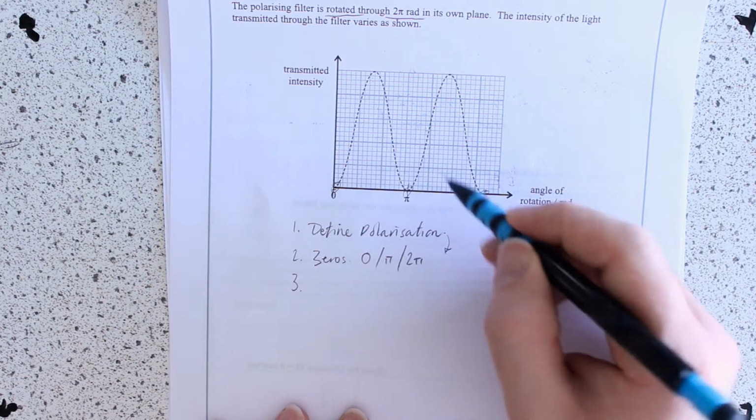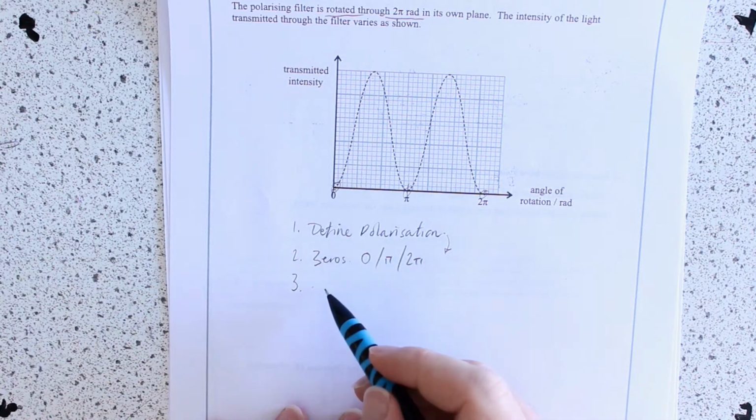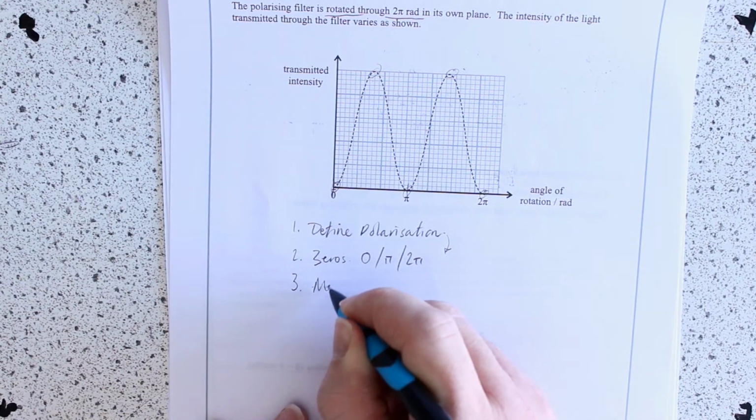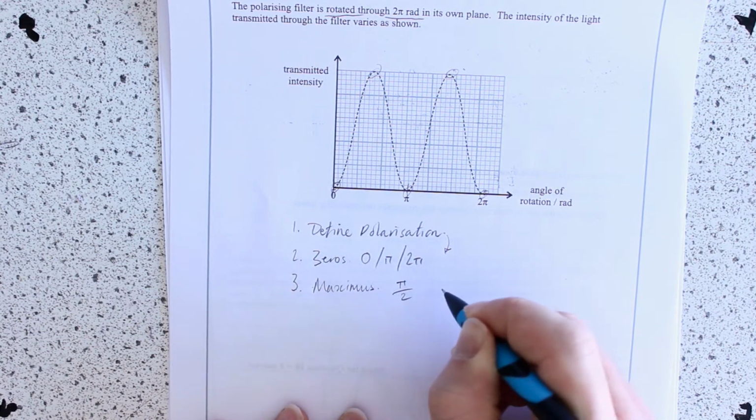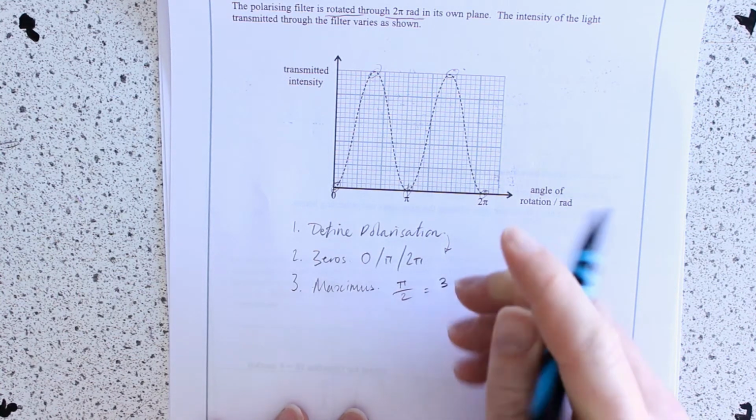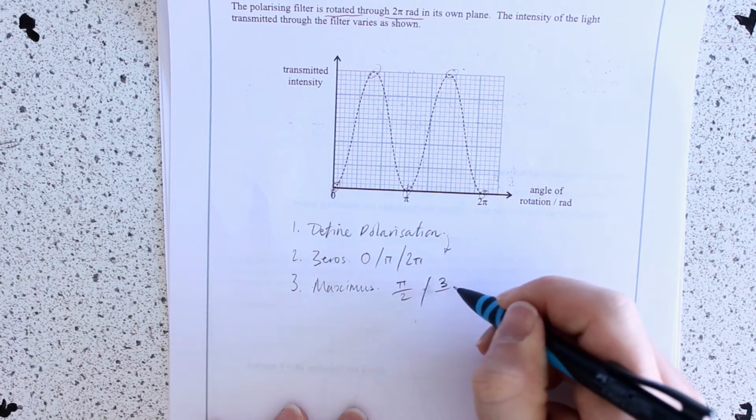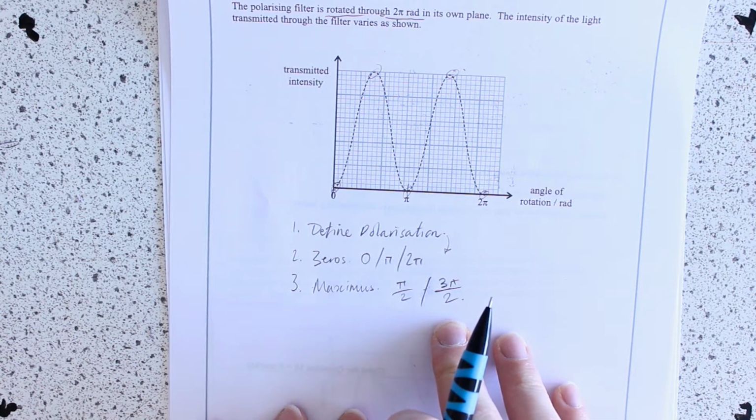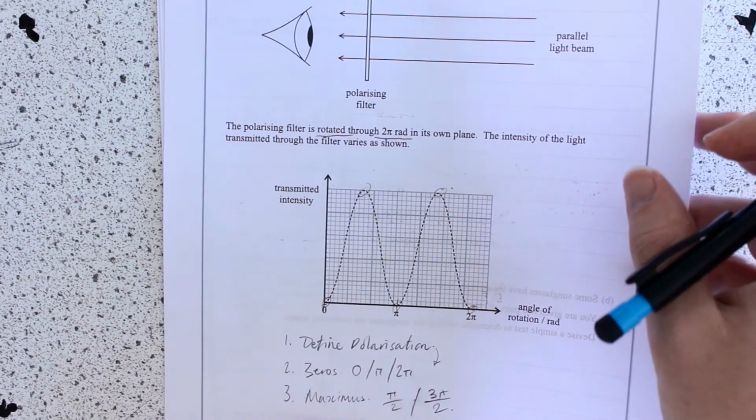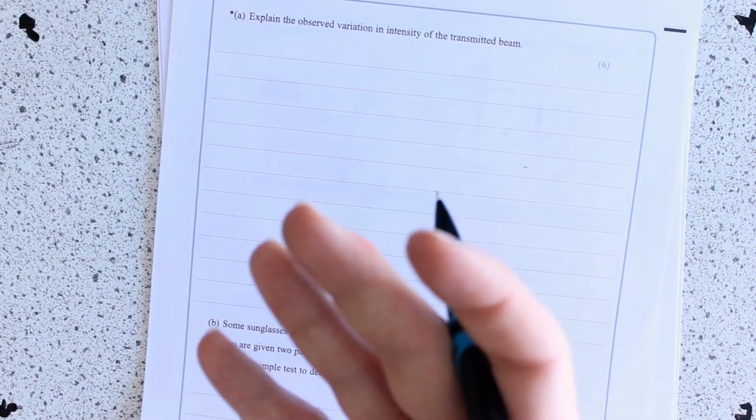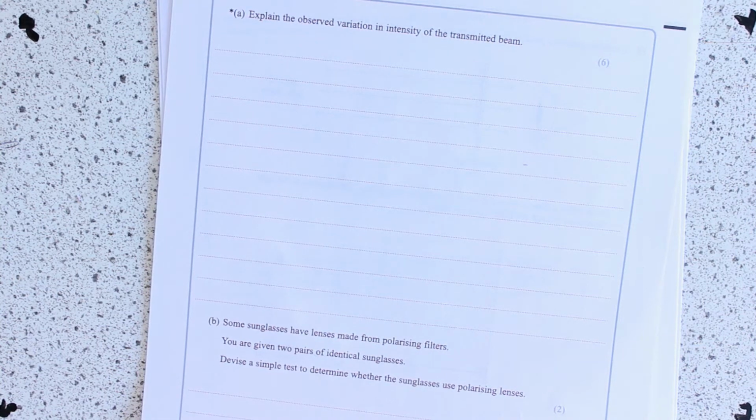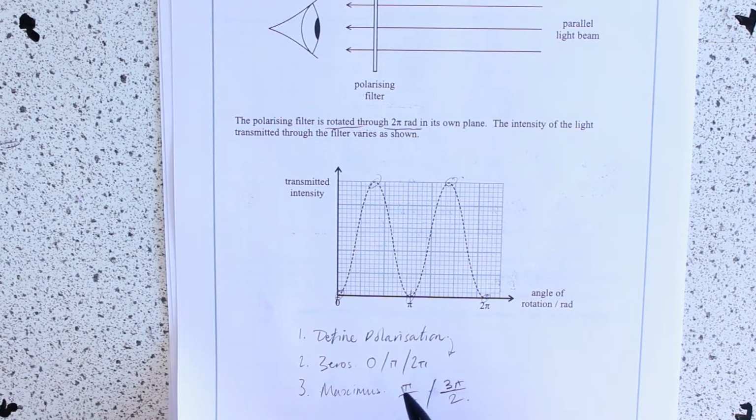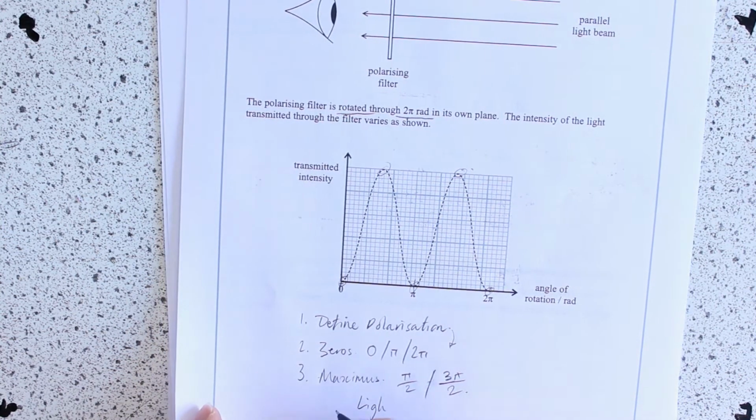So essentially, they've just rotated it once, and they've seen this. Then in 3, I might talk about the maximums here. And the maximums are at pi over 2, and at 3 pi over 2. Okay, so that's my little structure I'm going to try and write to. It says a parallel beam of light, and that's the variation. So the light itself must be polarized initially. So that might be an interesting thing to say somewhere in there. So my final conclusion, if you like, would be that the incident light must be polarized.